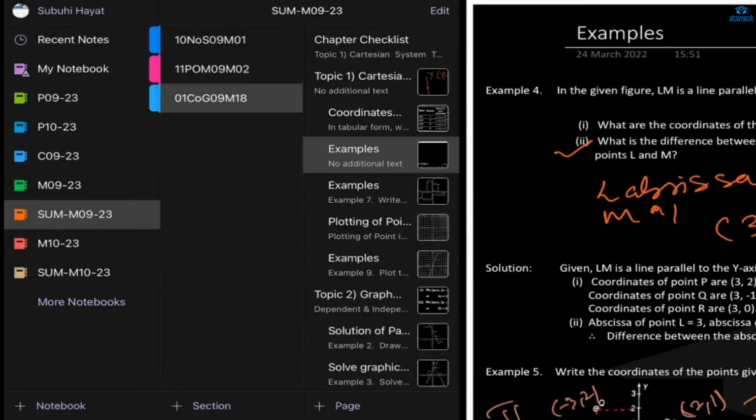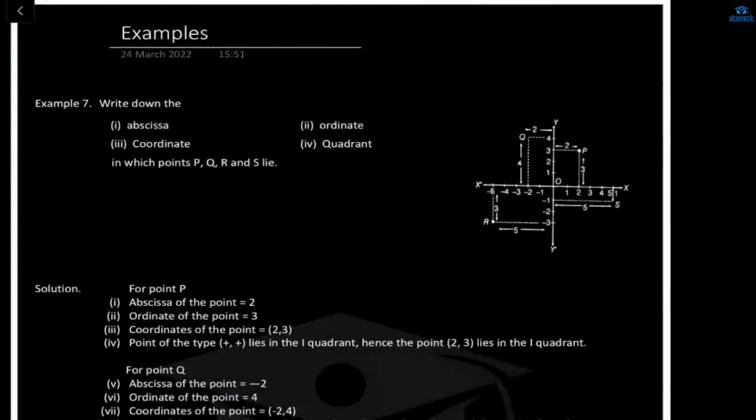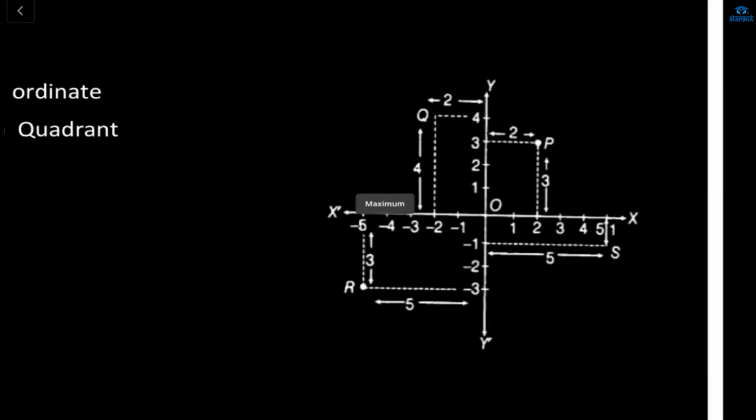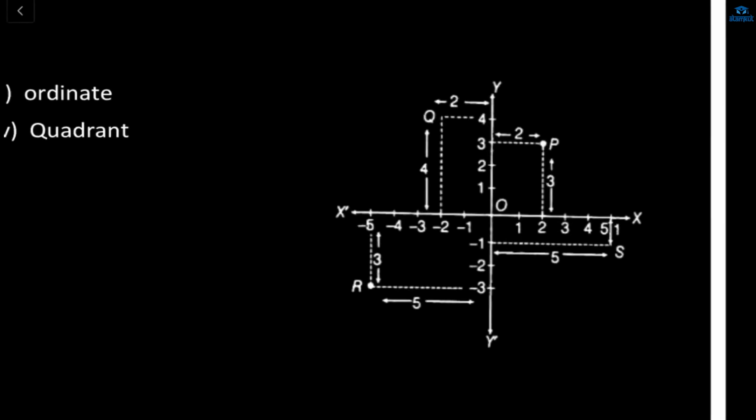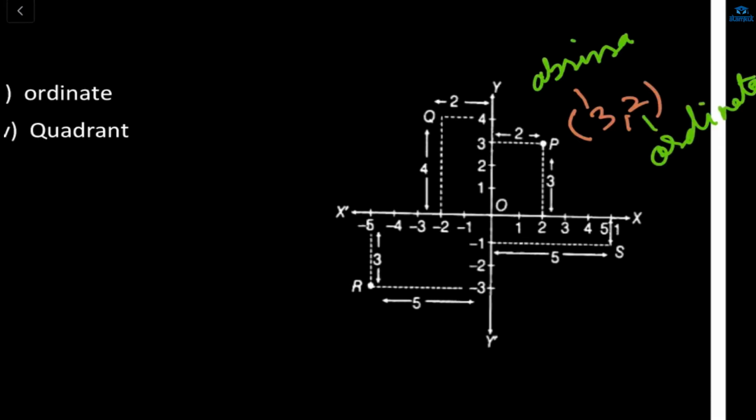These are just practice so that you can learn how the points are plotted. So I'm not going to example number 7, because you just need to tell the abscissa, ordinate, coordinate, and quadrant. Let's see for one single point. I'll see for point P. You have to tell four different things. If I see for point P, the value will be 3, 2. So this is the abscissa, this is the ordinate, this whole is the coordinate, and this is in the first quadrant.